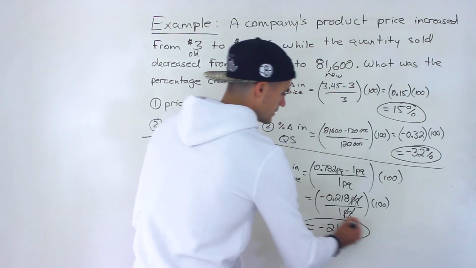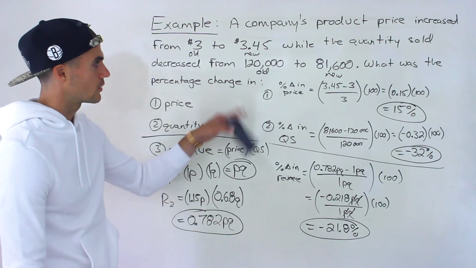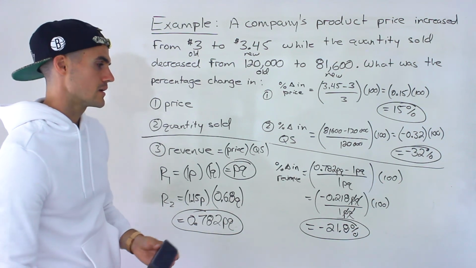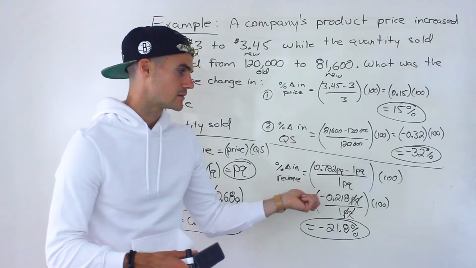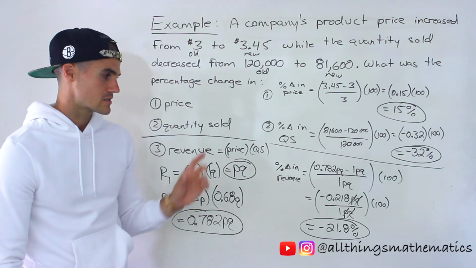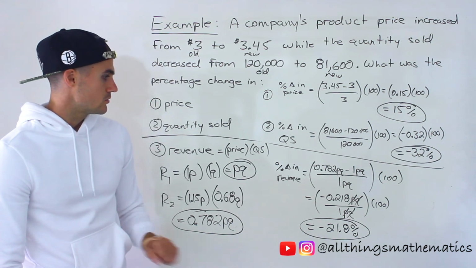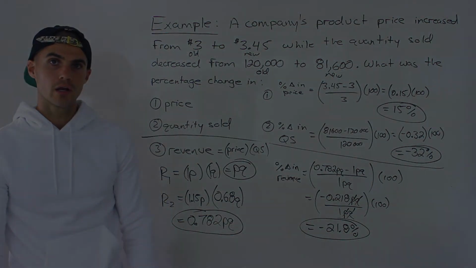Right, so that's another way. Again, probably a less common way. If you got a question like this, you'd probably just find the new revenue, old revenue. But it may help you understand in realizing that the price and quantity numbers you use don't really matter as long as that relative relationship is the same. All right, so that is the answer for number 3. The revenue went down by 21.8%.